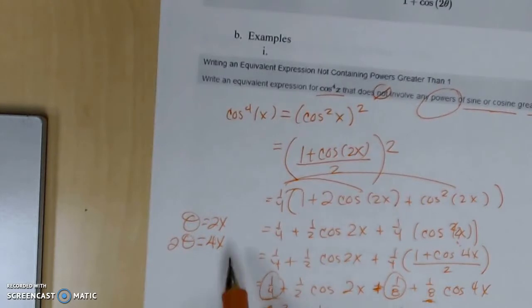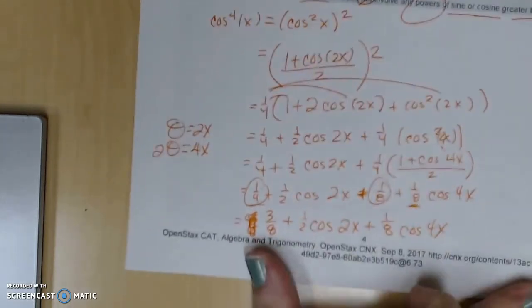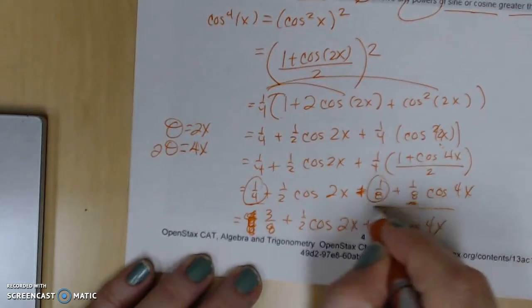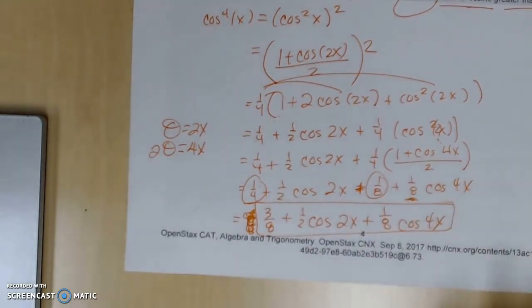And so again, we were making this substitution here. That's why we're all of a sudden having a 4x. And we got this down into terms of cosines or sines to the 1st power. So this one was a little bit more complicated because we've got some fractions floating along there, but we also have that reduction formula being used twice.